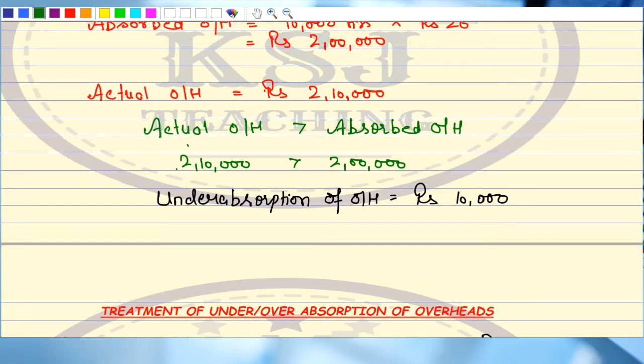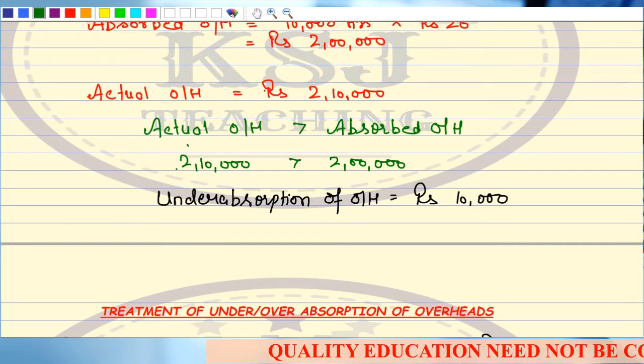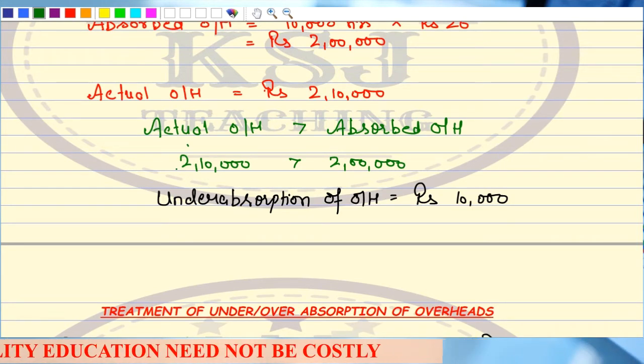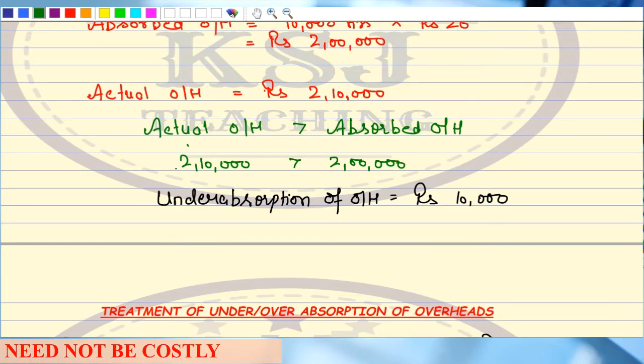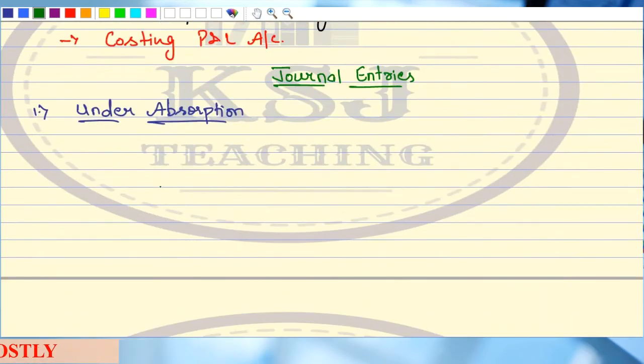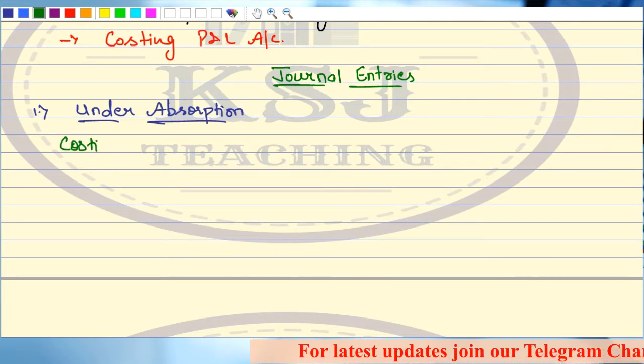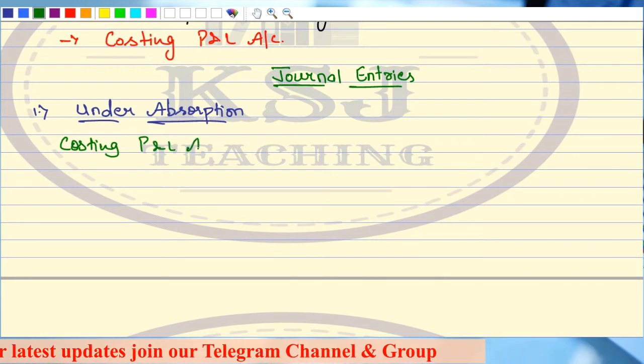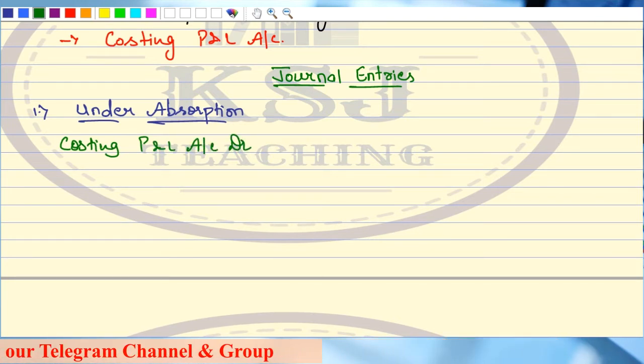When your actual overheads are more than what you absorbed, you should have recovered 2,10,000 from your customer, but you have recovered 2,00,000 rupees. Wow, sir, it's a profit? How can it be a profit? It is a loss for you in case of under absorption. And if it is a loss, what will you do, sir? Very simple. The journal entry will be costing profit and loss account debit.